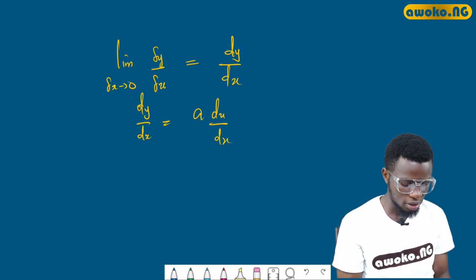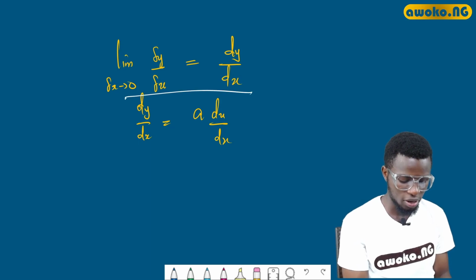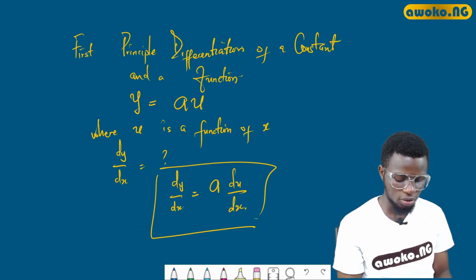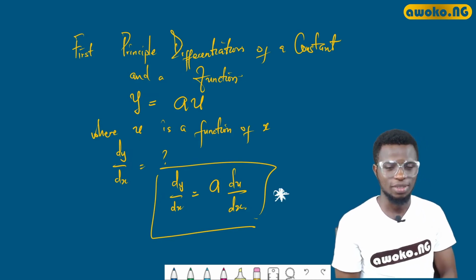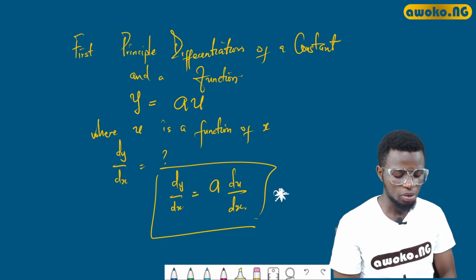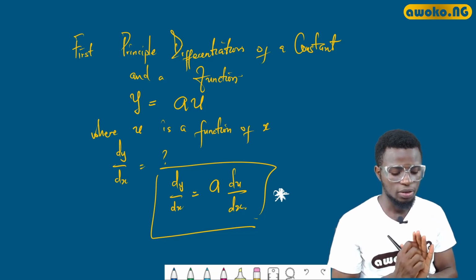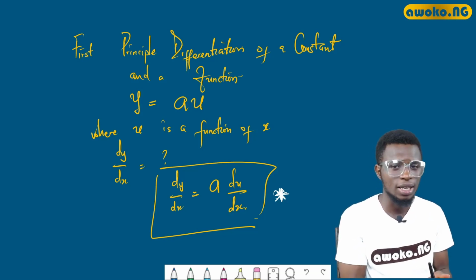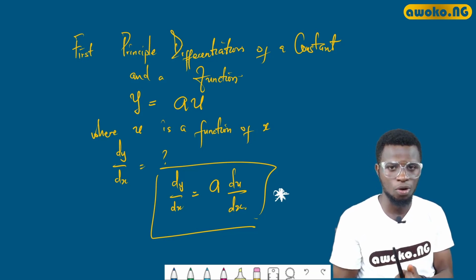And if we compare these, we have over here to our initial derivative here, you realize that they are the same thing. So invariably, the differentiation of a constant and a function is simply the multiplication of the constant and the derivative of the function. And that is it.